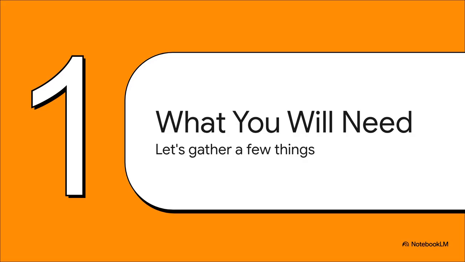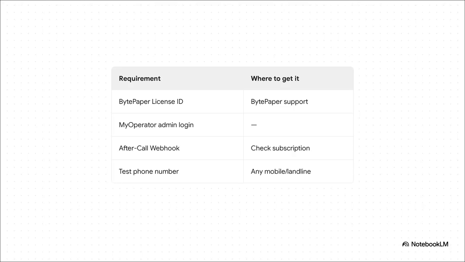Okay, before we jump in, we just need to grab 4 quick things. Having these ready to go will make the whole process super smooth and easy. Here's our quick checklist. First up, your BytePaper license ID. If you don't have it handy, no worries, just reach out to BytePaper support and they'll get it for you.